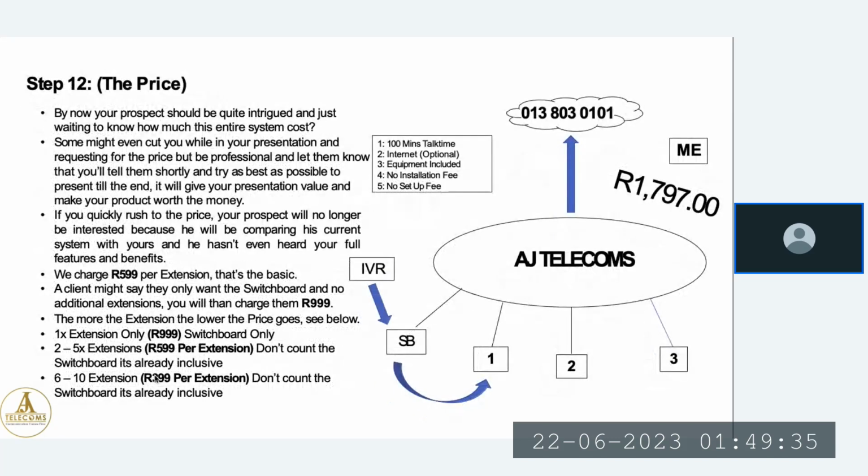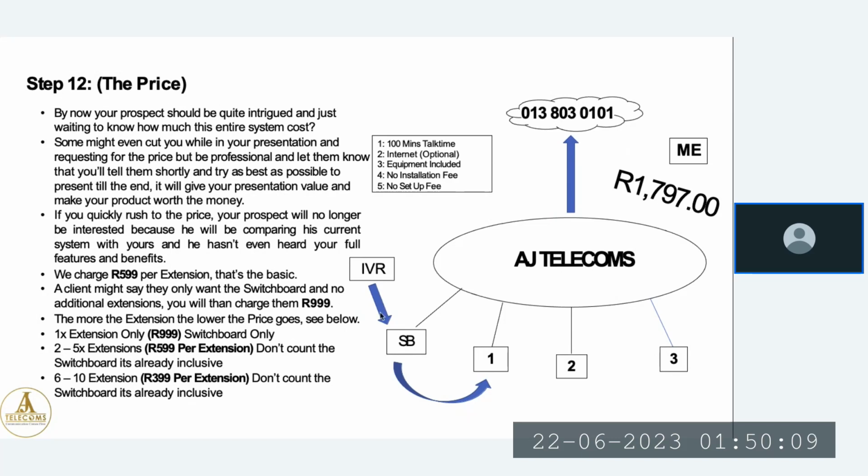And then step 12, which is the pricing. By now, your prospect should be quite intrigued and just waiting to know how much this entire system costs. Some might even cut you off while in your presentation and request the price, but be professional and let them know that you'll tell them shortly, and try as best as possible to present till the very end. It will give your presentation value and make your product worth the money. If you quickly rush to the price, your prospect will no longer be interested because he'll be comparing his current system with yours, and he hasn't even heard your full features and benefits.